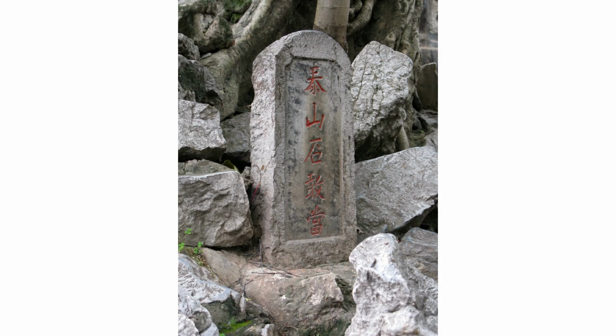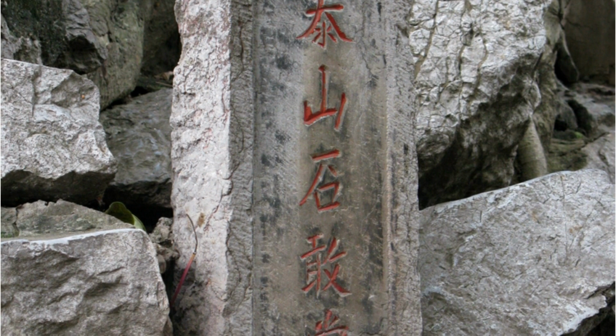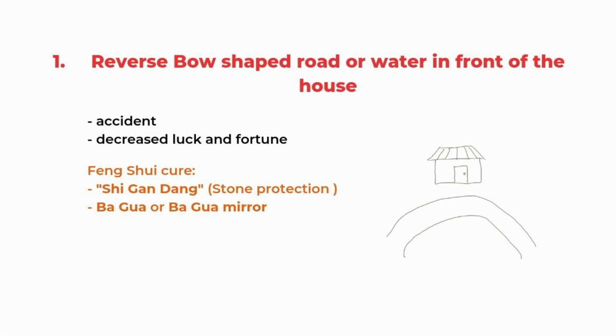And the feng shui cure is to use the shi gan dang. That's a stone protection cure. It comes in many different forms. The simplest one is a big stone with the written words Shi Gan Dang, or Tai Shan Shi Gan Dang. The meaning behind it is that the stone will take all the sha qi and spare your house. And Tai Shan is the tallest mountain in China, so it symbolizes that the stone is big enough to take all the negative impact of the sha qi.